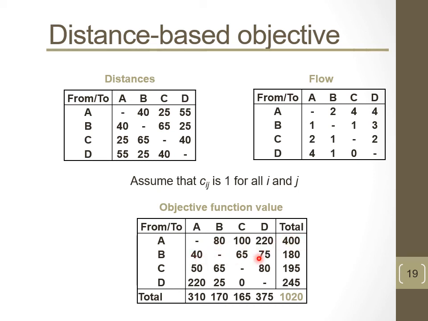The sum of the second row is 180, and so on. Then you take the sum of these rows, which is 120. So this is the final score. Or if you like, you can do this summation using the columns.